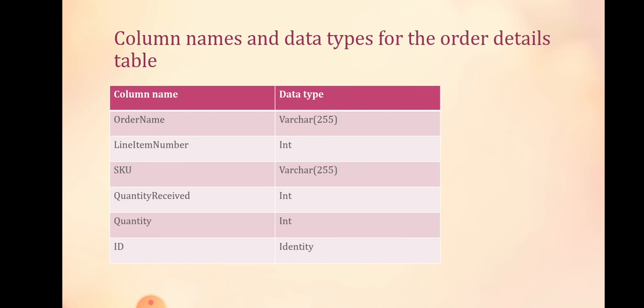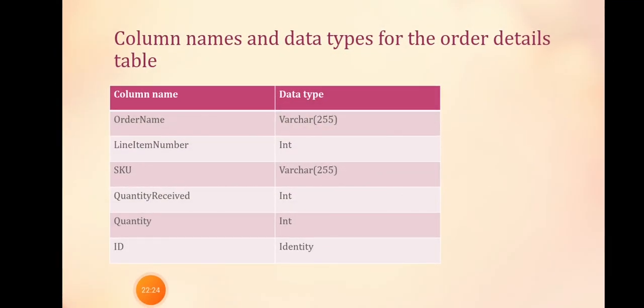The order details table consists of the following fields: order number, line item number, SKU, quantity received, quantity and ID. These have some data types: varchar, int, and identity. Identity means it is used as a primary key. Got it?